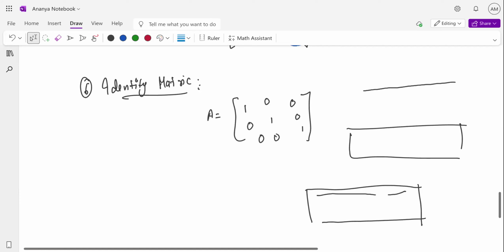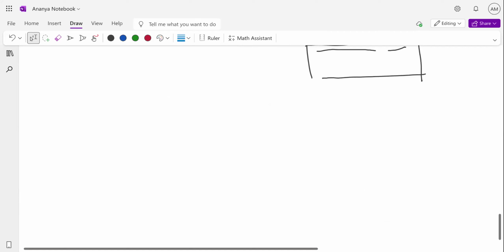Okay, the next one we come to is equality of matrix. When can we say that matrices are equal or not? Two matrices are equal if and only if the order of both matrices is equal and the elements of one matrix equal those of the other at corresponding places. Is it clear? Yes, sir.